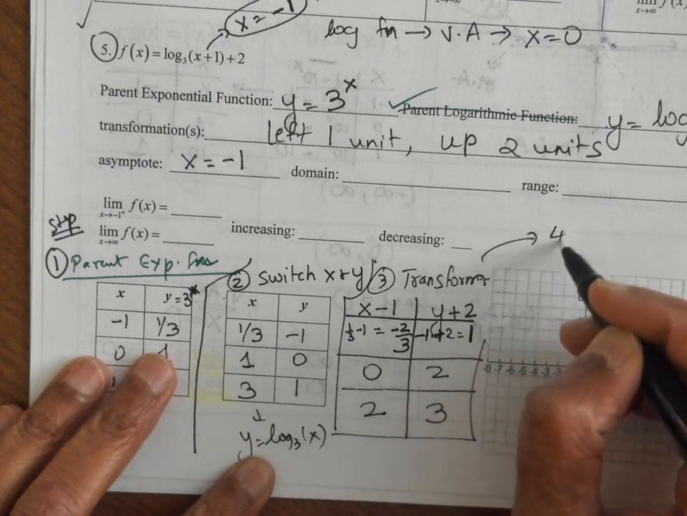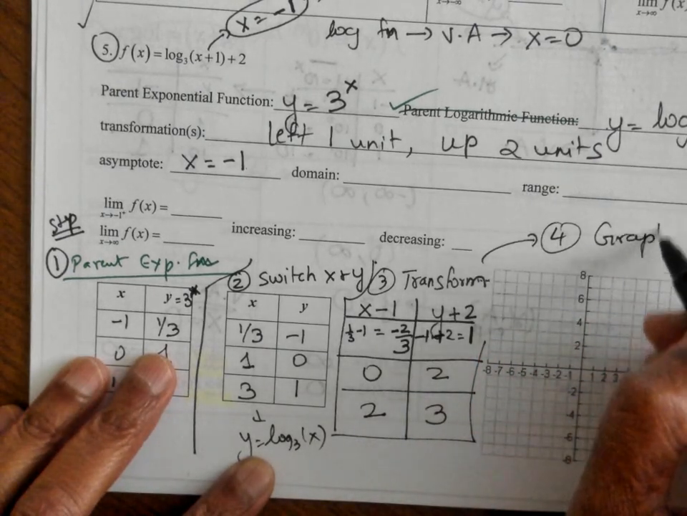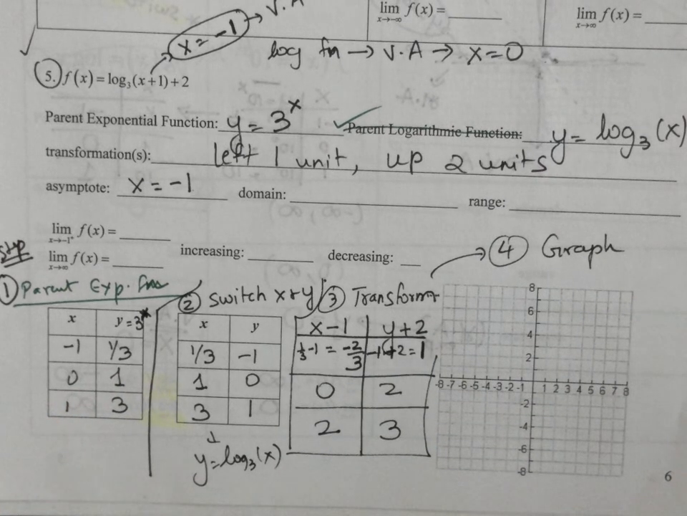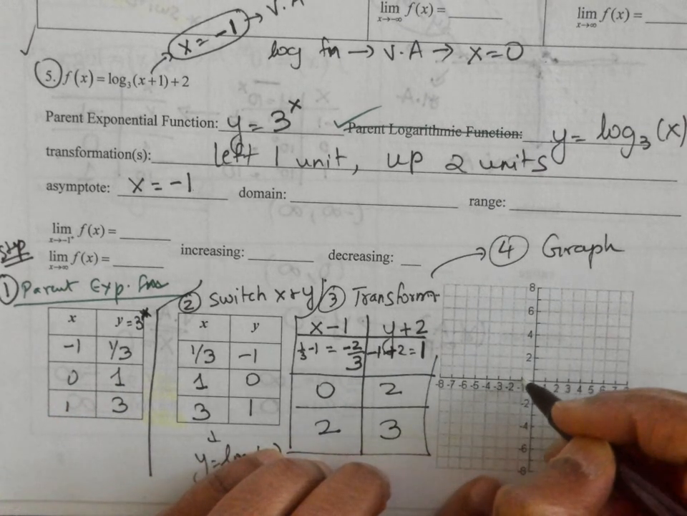Now this is what you will graph. Step number 4 is to graph. So I'll always start with graphing the asymptote. My asymptote is x equals -1. It's a vertical line.